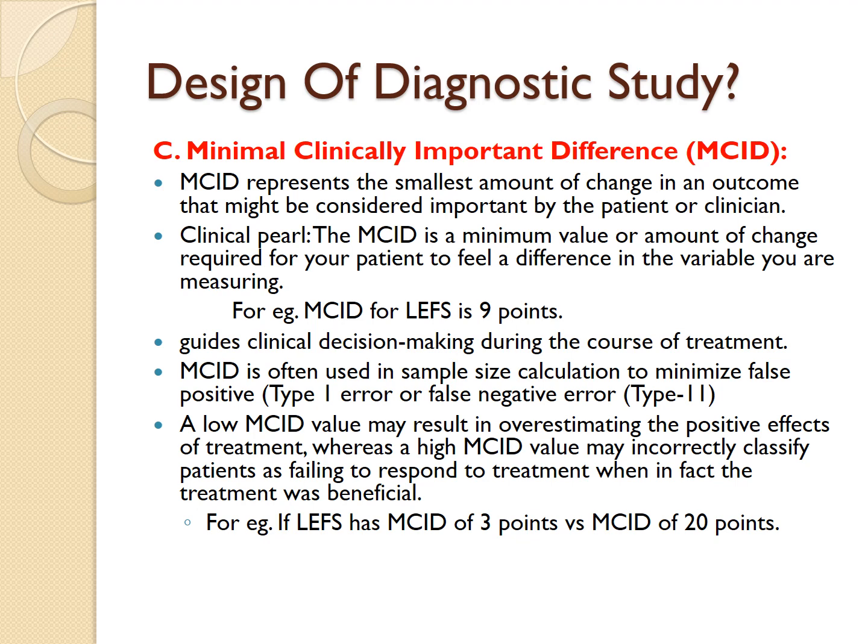MCID is often used in calculating the sample size to minimize the false positive, type 1 error, or the false negative, type 2 error. So MCID is used to calculate the sample size for the study. A low MCID value may result in overestimating the positive effects of the treatment.